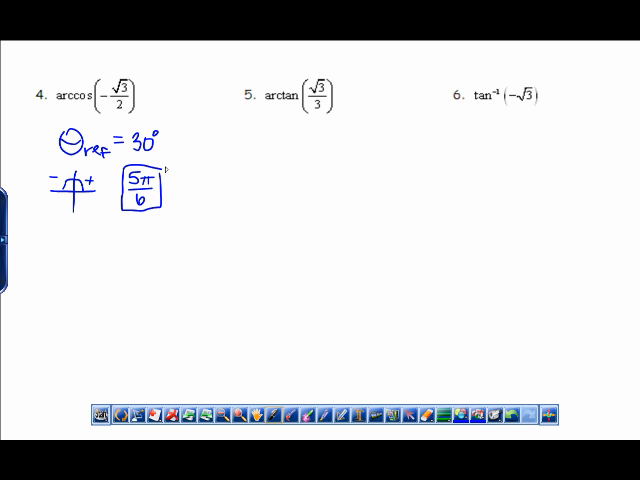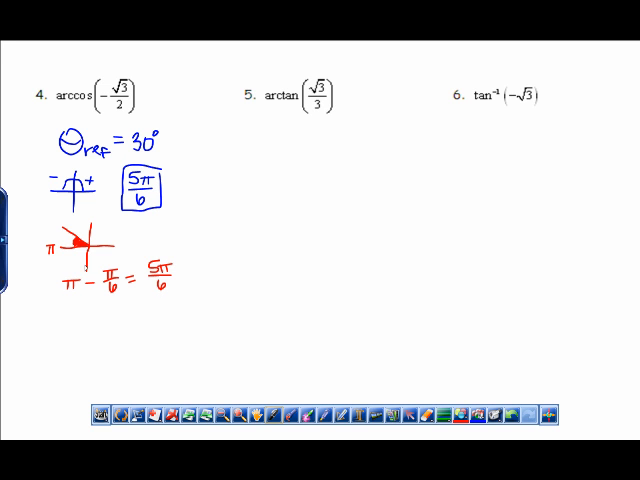Now, if you're a little bit confused about how that happened, I'm going to take a minute just to explain this one, although I think you should be to the point where you can do this. Remember that all the way over here would be pi. So if my reference angle is pi over 6, this little angle right here that I'm coloring in, then I would basically be doing pi minus pi over 6. And that would be 5 pi over 6.